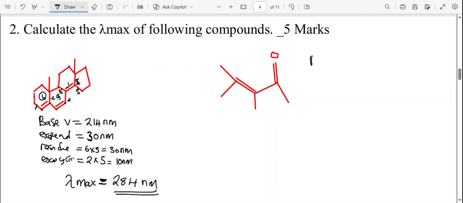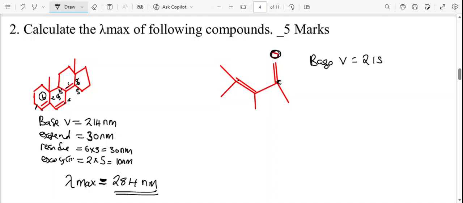So also we identify the base value. What is the base value? So the base value for these enones, you look at enones, they have a base value of 215. Whenever you see this O group, just know that there's a base value of 215. From there, then you identify the conjugation. The conjugation is forming to that point. Then the carbon, this is the functional group.